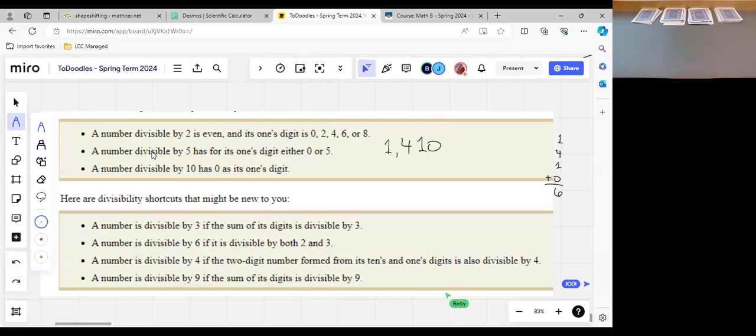Okay. And finally, a number is divisible by 9 if the sum of its digits is divisible by 9. Does 9 go into 6? No. So if we tried to do 9 goes into this, there'd be a remainder.